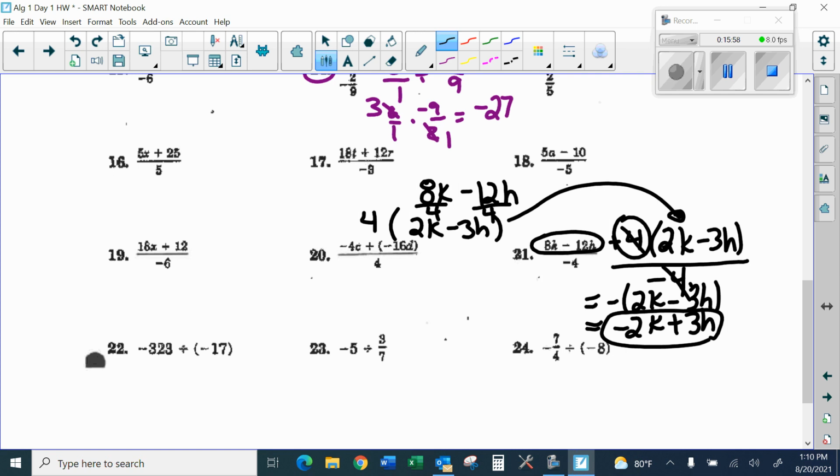Okay, math vocabulary. I know all your middle school teachers have taught you these vocabulary words, but several of you have not chosen to remember them. So terms are separated by plus and minus signs. In this case, the numerator has 2 terms and the denominator has 1 term. Because I have a plus or a minus sign in the numerator, separating out the terms. There's only 1 number in the denominator, so 1 term.